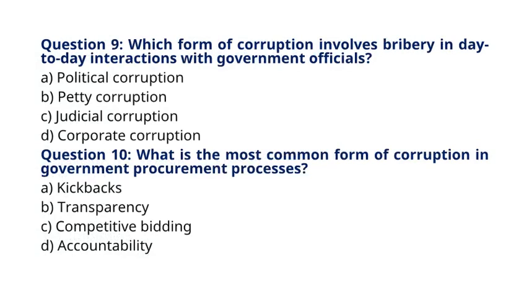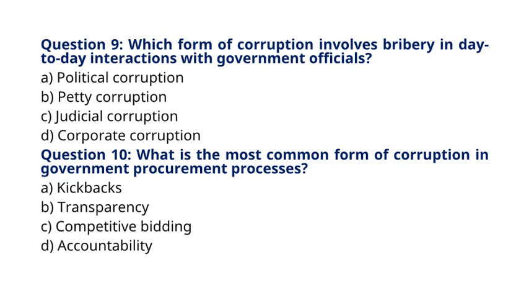Which form of corruption involves bribery in day-to-day interactions with government officials? A. Political corruption. B. Petty corruption. C. Judicial corruption. D. Corporate corruption. The correct answer to question 9 is option B. Petty corruption. Explanation: petty corruption involves small-scale bribery and extortion commonly encountered in everyday interactions with low-ranking government officials.